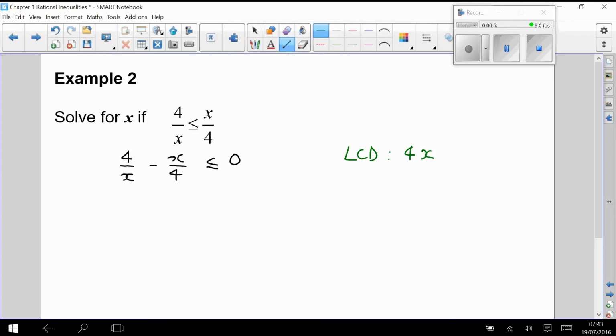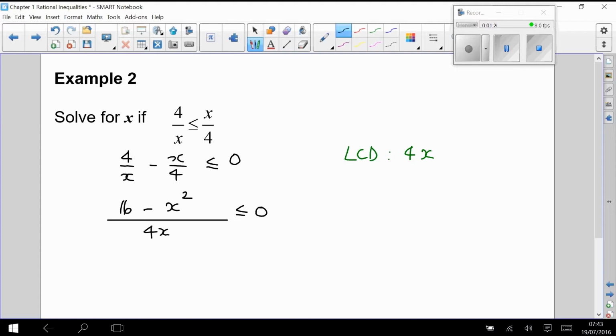Now if I write this over a common denominator, my common denominator, remember, must be the LCD. So my common denominator is going to be 4x. The first term had an x, so it needs the 4, and 4 times 4 is 16. The second term had a 4, but it needs an x, and so its numerator is going to be x squared.